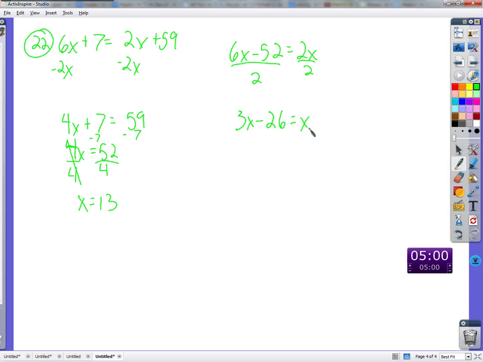So it's not about that we have to get it on one side. It's just that if we don't, we have an issue where we don't know what x is. We have isolated x, we have found what one x is worth, but it depends on what x is. So now we could subtract 3x from both sides. Negative 26 equals negative 2x, divide by negative 2, and get 13 is equal to x.